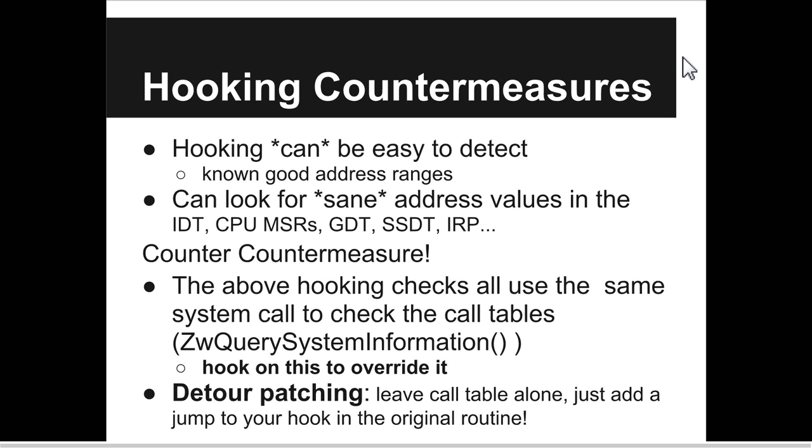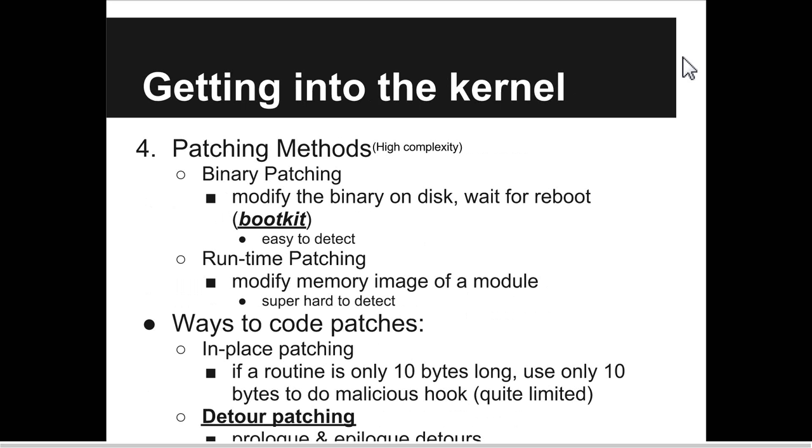Also, attackers can get around this because all hooking checks use the same system call function to check the call tables, and it's ZwQuerySystemInformation. If you hook that and filter for any information on the call tables, you can relay back bogus information to the user, and they won't be able to detect your hooking. And this brings us to an alternative technique called detour patching, where you leave the call table alone, but you go to the original routine and just add a jump instruction in there.